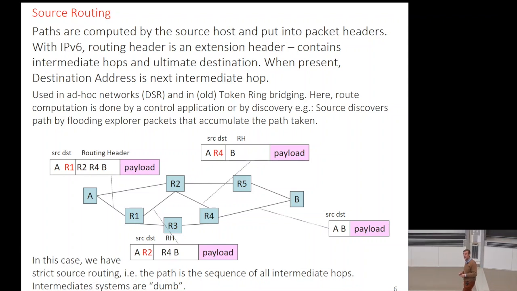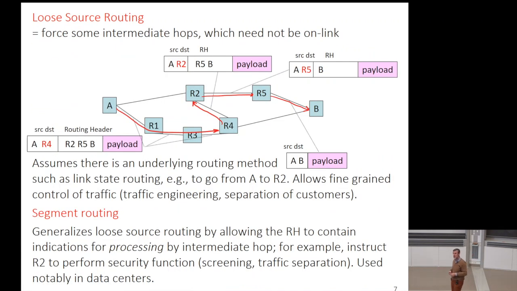That was done also in the past in some bridging technologies, token ring bridges. And this is called strict source routing. Why strict? Because there's another form of source routing which is more important today and is deployed in private networks such as data centers, which is called loose source routing. The difference is that in strict source routing, the packet header contains the entire path. And we don't need any routing protocol inside the network for this to work.